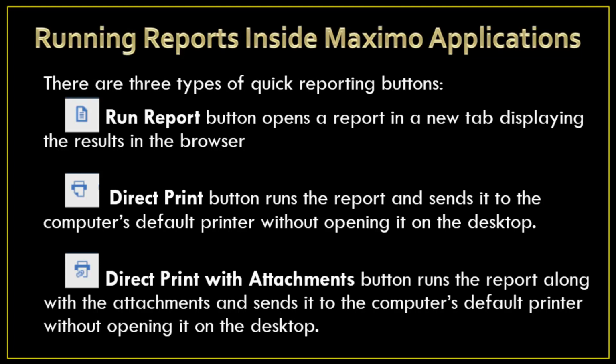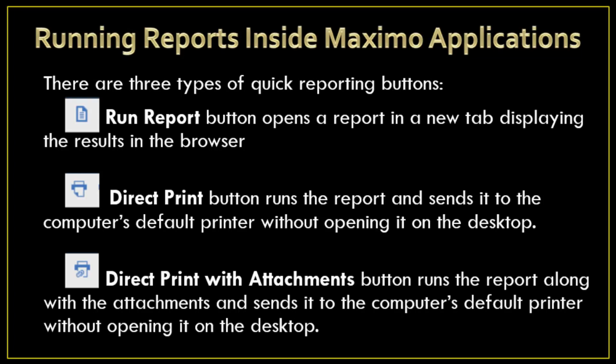And finally, the Direct Print with Attachments button that looks like a printer with a paperclip on it. Like the Direct Print button, it runs the report without opening it in your browser, and it prints to your default printer. But in addition to printing the report, it will also print any attached files to the records represented inside the report.